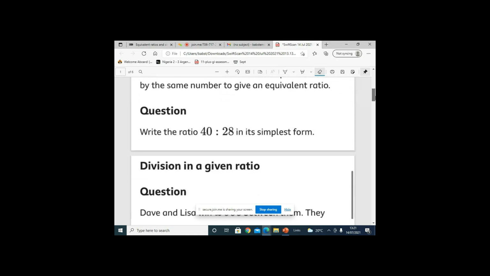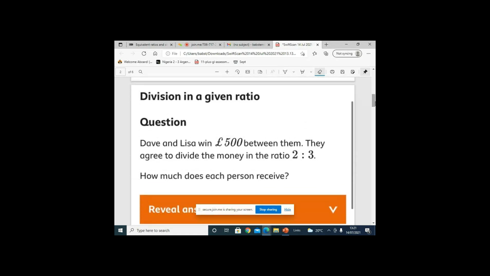So the first part is equivalent fractions. The second part is also what? Dividing ratios. Division of ratios. For example, they can ask you to share particular amounts or items in different ratios. So Dave and Lisa win £500 between them. They agree to divide the money in the ratio 2 to 3. So the ratio is what?